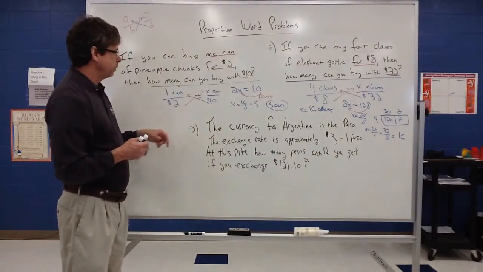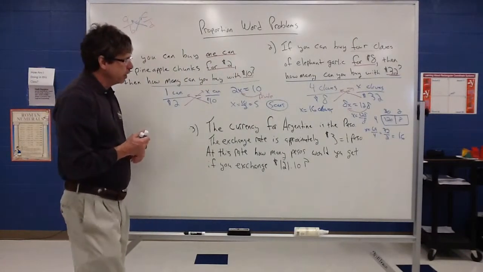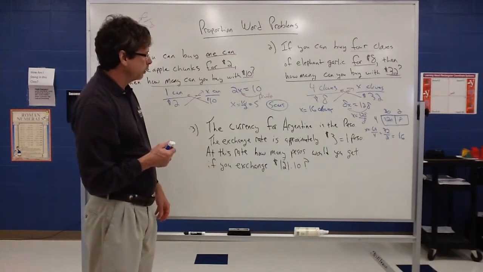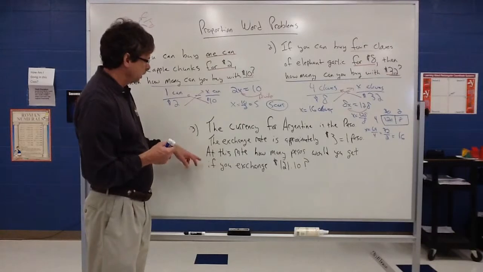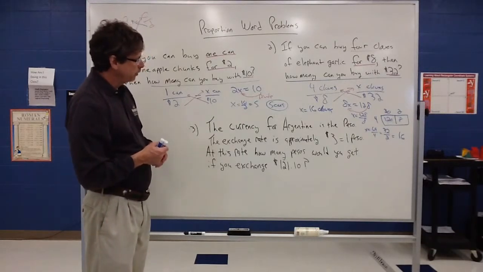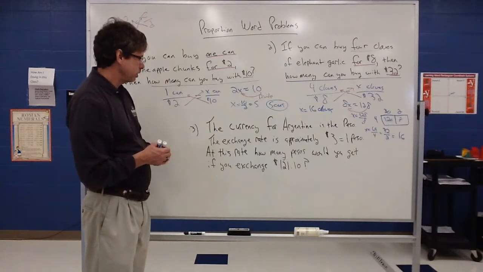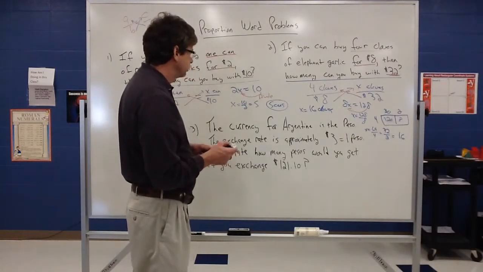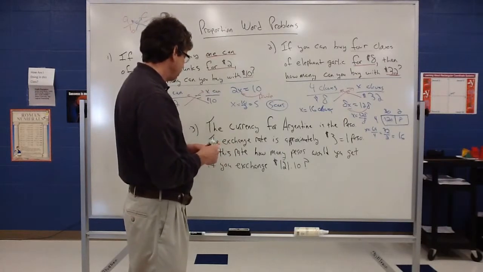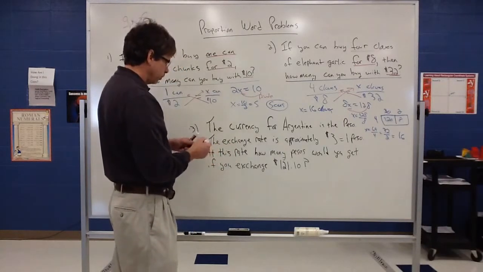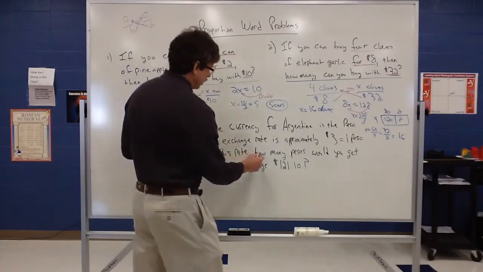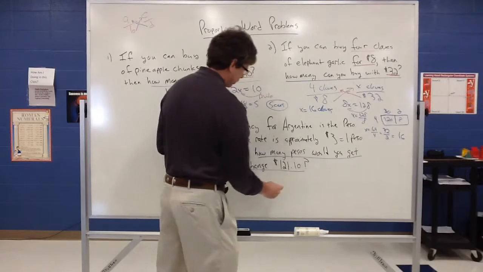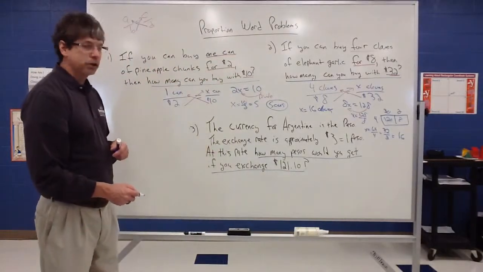So let's look at this next example. The currency for Argentina is the peso. The exchange rate is approximately $3 is going to equal a peso. At this rate, how many pesos would you get if you exchanged $121.10? So again, we have to find the question. The question would be then, how many pesos would you get if you exchange $121.10?